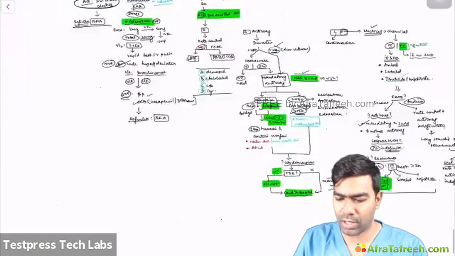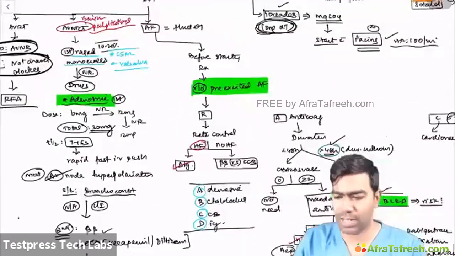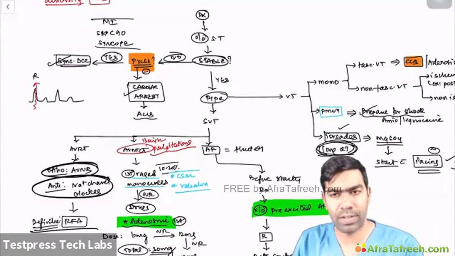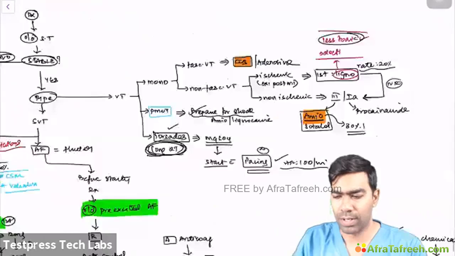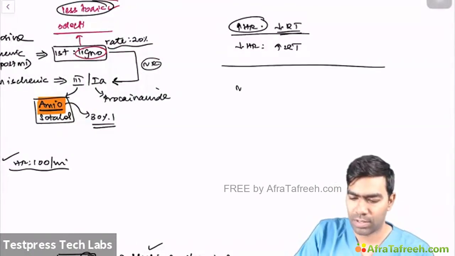So I think we have covered the algorithm for tachyarrhythmias, how to manage each and every tachyarrhythmia. This is a very wonderful flowchart which will cover everything. But in a nutshell, when things are very simple, this is a final take-home point.